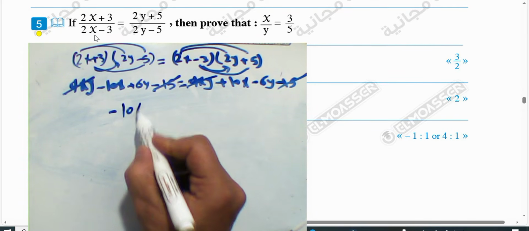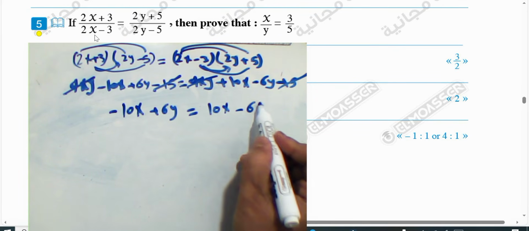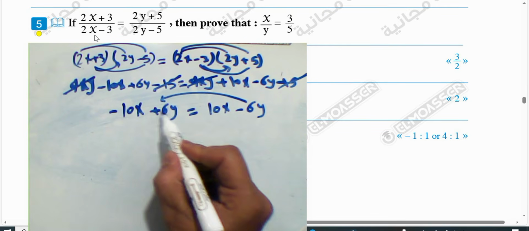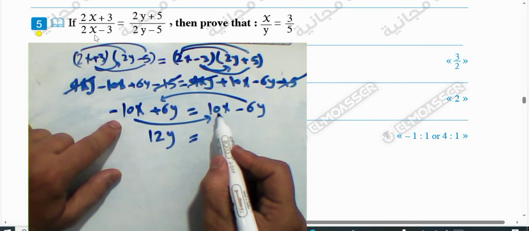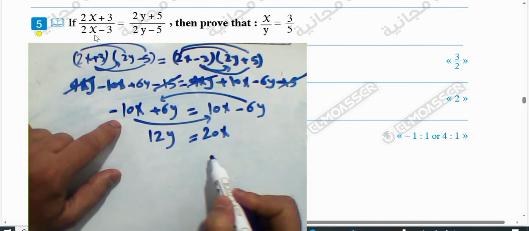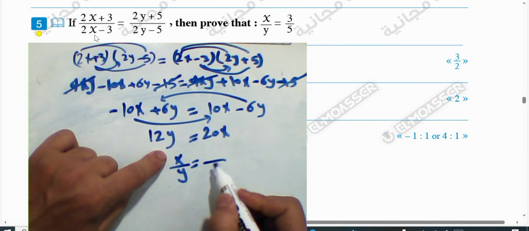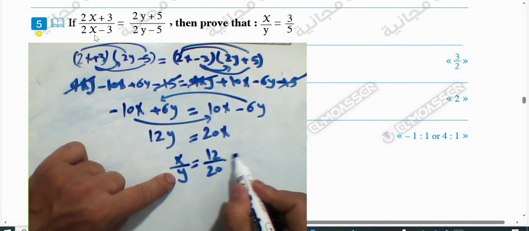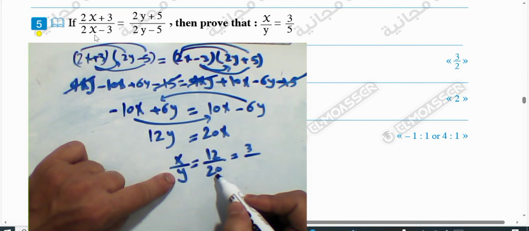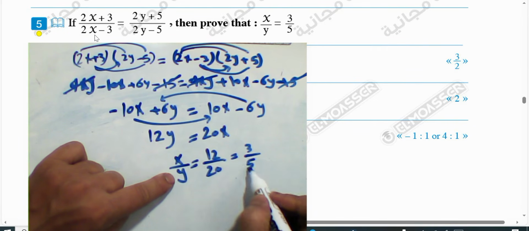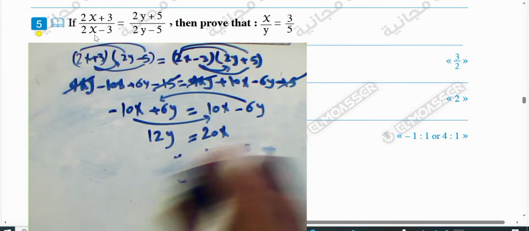Then we have negative 10x plus 6y equal 10x minus 6y. Move negative 6y here, plus 6y equal 12y. And negative 10 was positive 10, plus 10 equal 20. Then we can find the ratio between x over y. X here product by 20 and y product by 12. 20 divided by 4 equal 3. 20 divided by 4 is 5. Then the ratio will be 3 over 5. We prove that the ratio between x and y is 3 to 5.